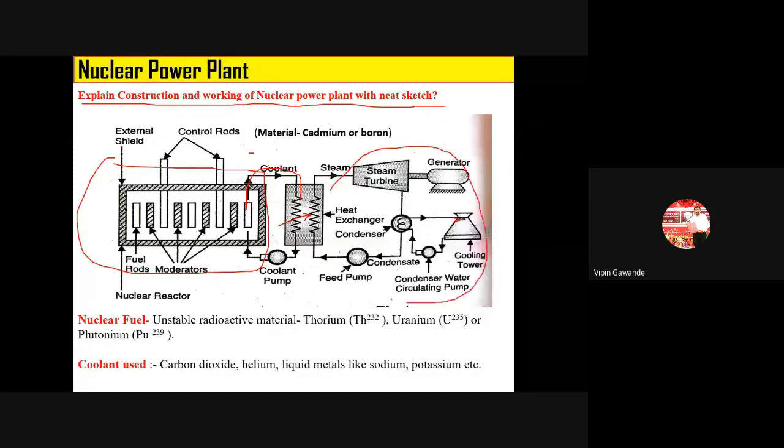This is the same. So what you have to remember here is the function of the fuel rods, which consist of the nuclear fuel. Then we have the control rods and then the moderators. So you have to remember the function of the control rods and the function of the moderator. Okay, so this is the working of your nuclear power plant.